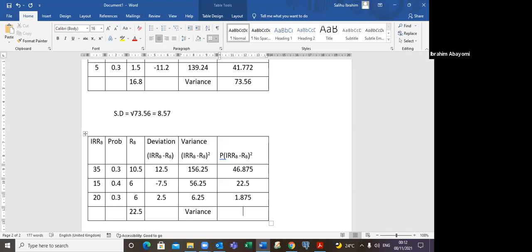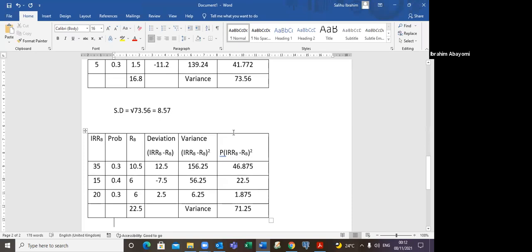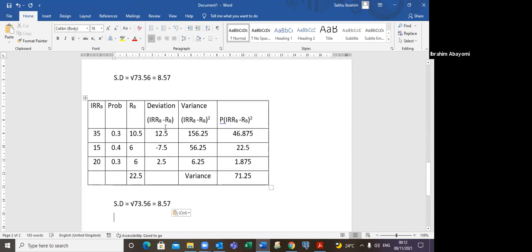That's the variance. The total will give you the variance. 71.25. So when you take the square root of variance, you get standard deviation. So I'll take the square root here. Square root of 71.25 is what? 8.4, 8.5.